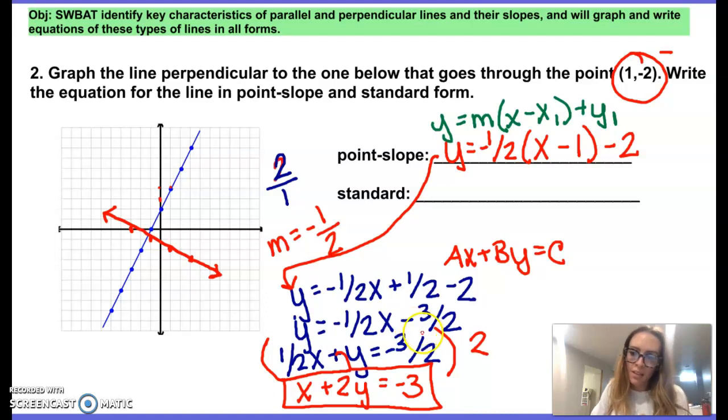Now, in standard form, you don't usually have fractions. It's best not to have fractions when you set it up for your a and your b values especially. So I can see that I have a denominator of 2 in these, so I went ahead and multiplied the entire equation by 2, making the 1/2 1 and making the 1y 2y and the -3/2 -3.